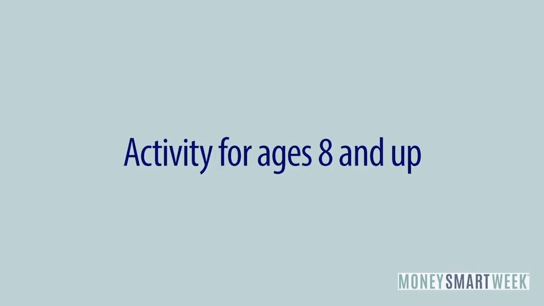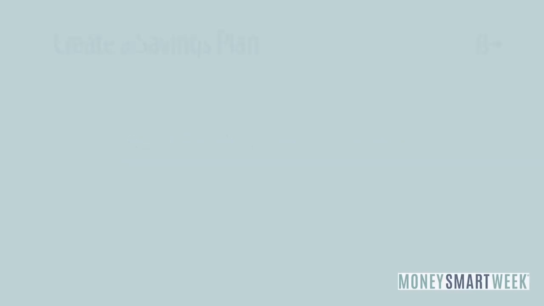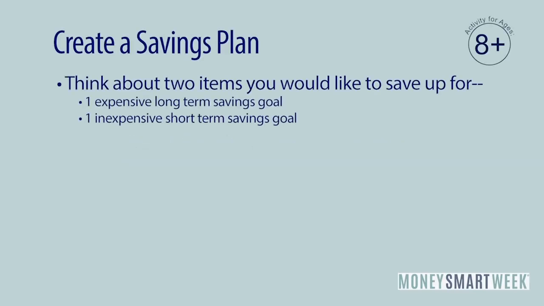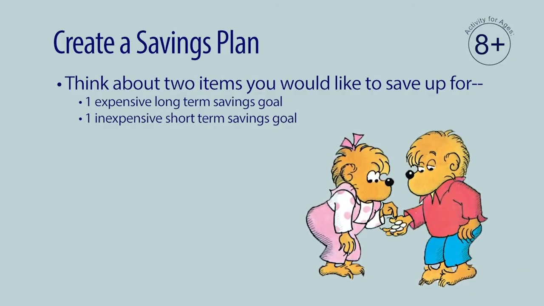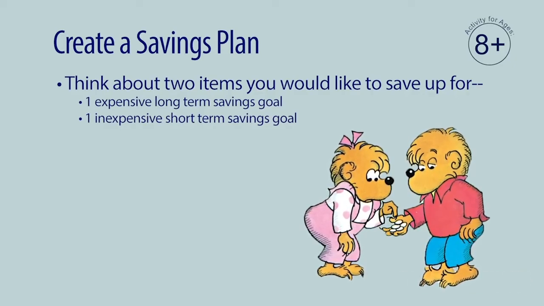Here's an activity for students ages 8 and older. Write down 2 items you would like to save up for. One item should be an expensive item, while the other is inexpensive. Find out the exact price each item costs and write it down.